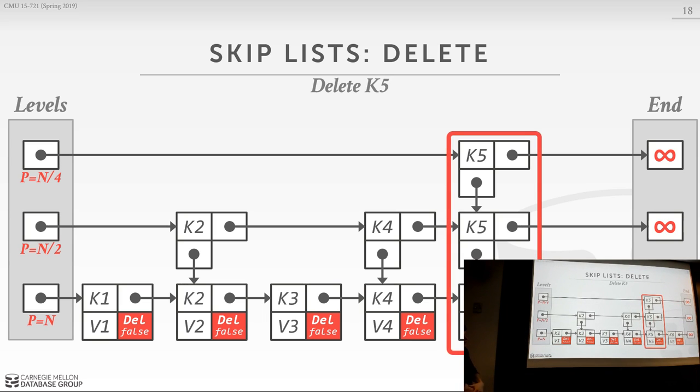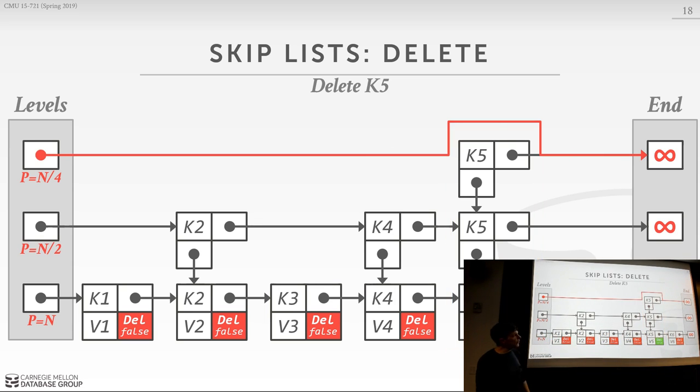So let's say we want to now delete K5. Our thread would do a search, find K5 on the bottom level here, and just flip this flag to true. And then it tells the data structure, the garbage collector, hey, by the way, I deleted this. Once you know that nobody else is looking at it, we can go ahead and clean it up. Before it finishes, though, it's now going to go through and flip the pointers as well to route around it. So for this, we can start from the top, go down, and do compare and swap for all of these.